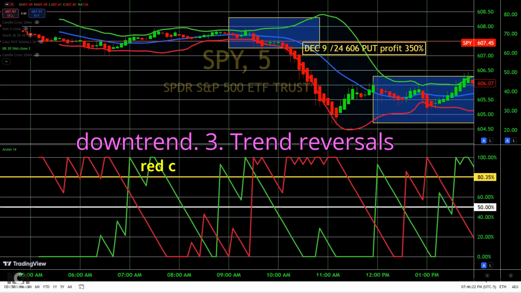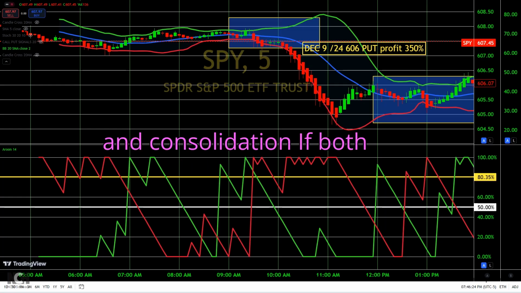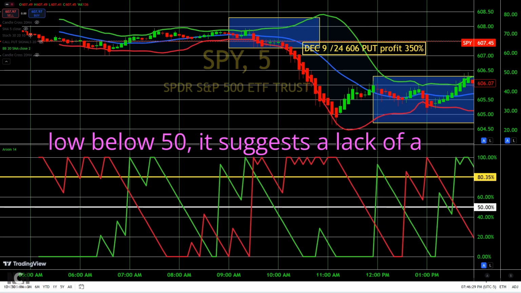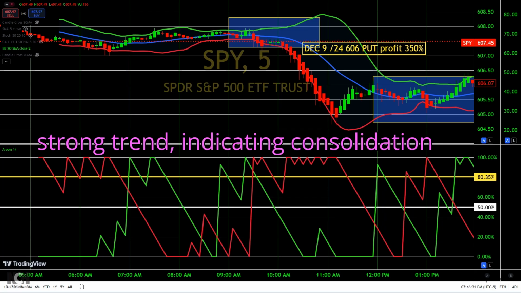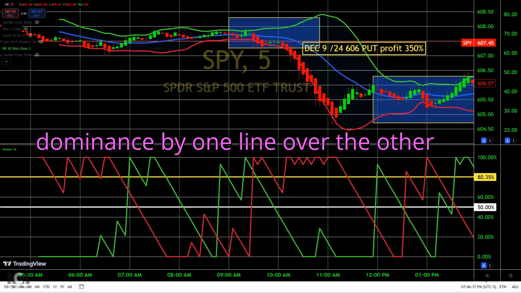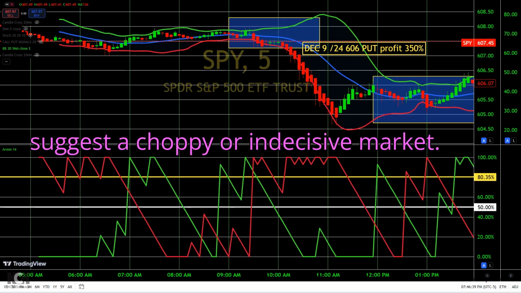Number 3. Trend reversals and consolidation. If both Aroon up and Aroon down are low, below 50, it suggests a lack of a strong trend, indicating consolidation or sideways movement. Frequent crossovers of the two lines without a clear dominance by one line over the other suggest a choppy or indecisive market.